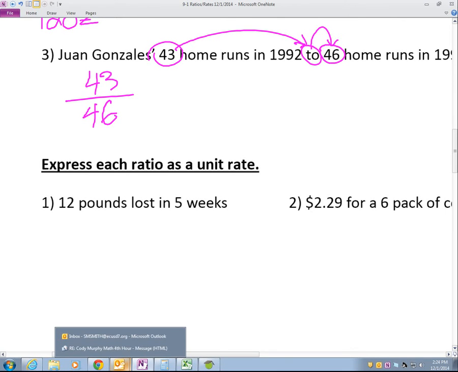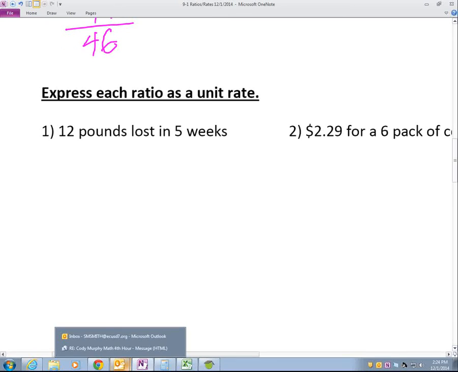So we have 43 over 46 or 43 to 46. Now, this one here is what I was trying to do, is express each ratio as a unit rate. That has exactly the same wording as it does in your homework, okay? That is a unit rate. What do we have to do with the unit rate again? Do you remember? What does it say above there about a unit rate?